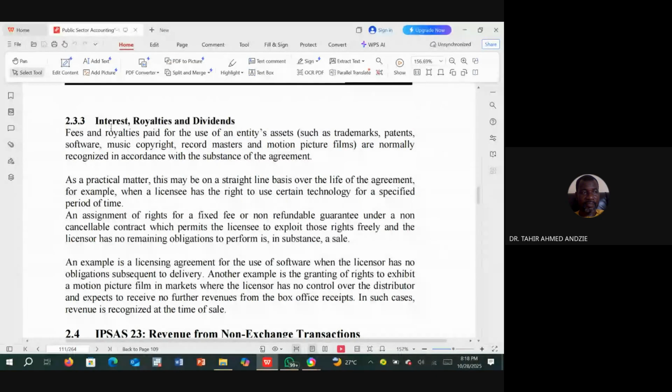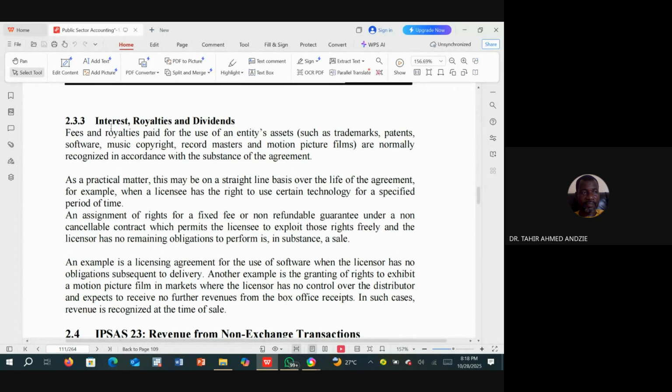Revenue from interest, royalties, and dividends. Fees and royalties paid for the use of an entity's asset, such as trademark, patent, software, music rights, record masters, and motion picture films, etc., are normally recognized in accordance with the substance of the transaction.